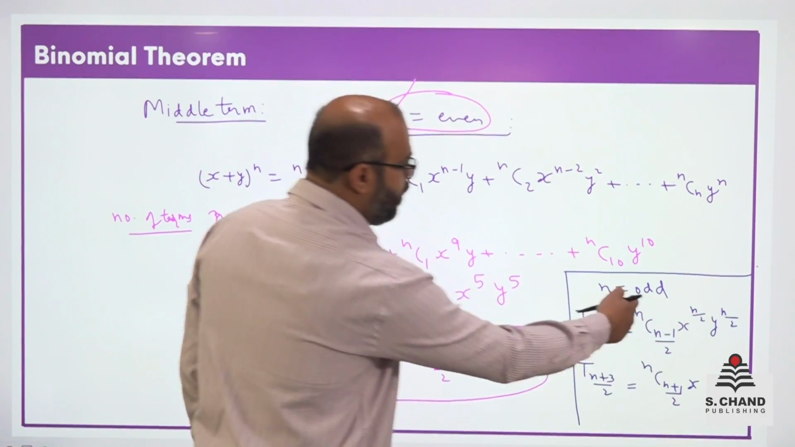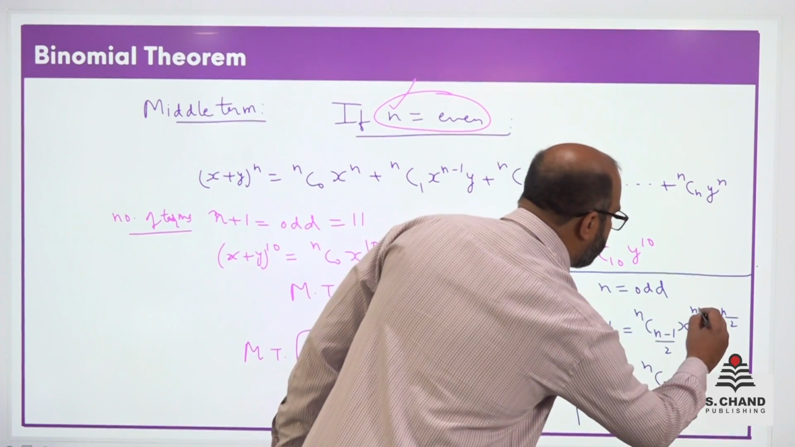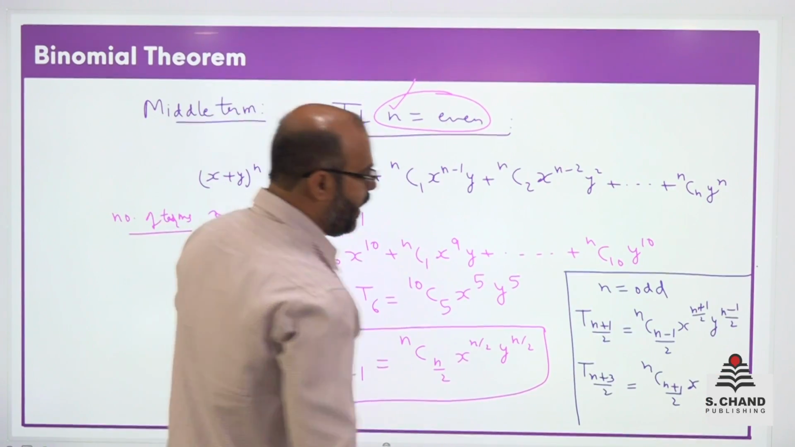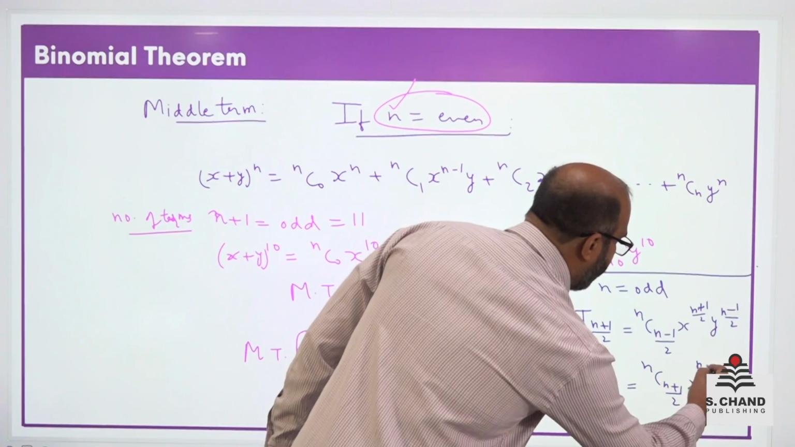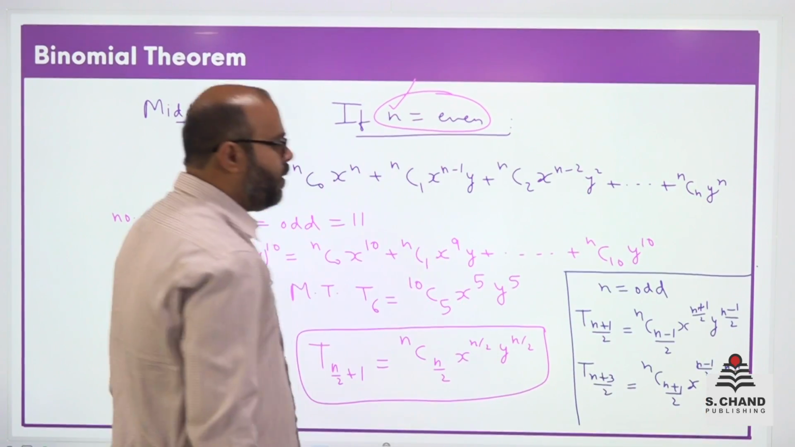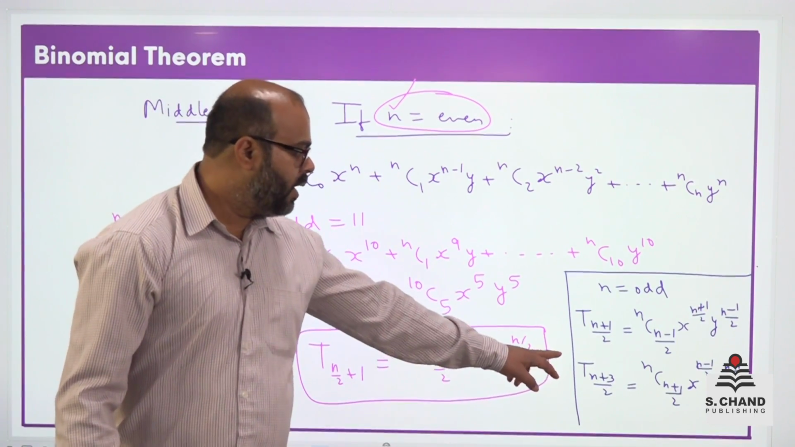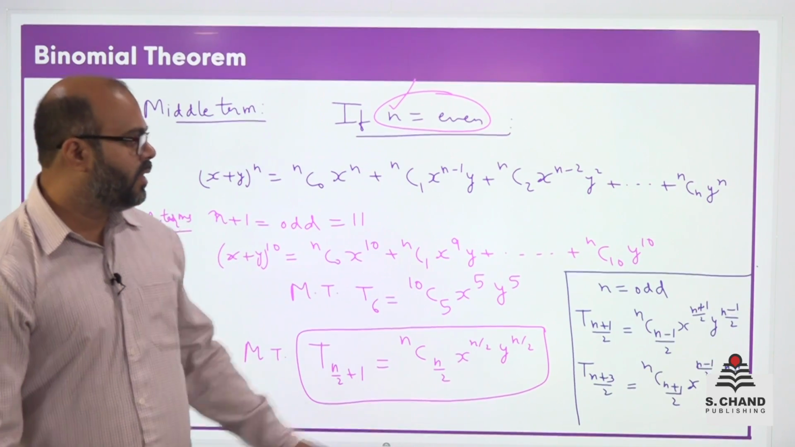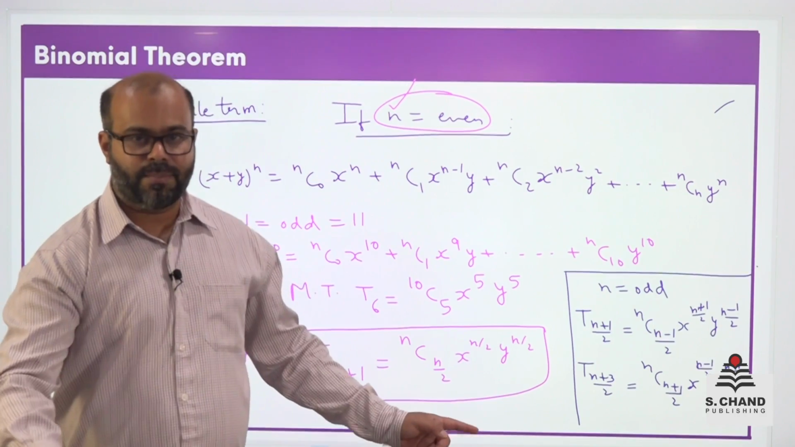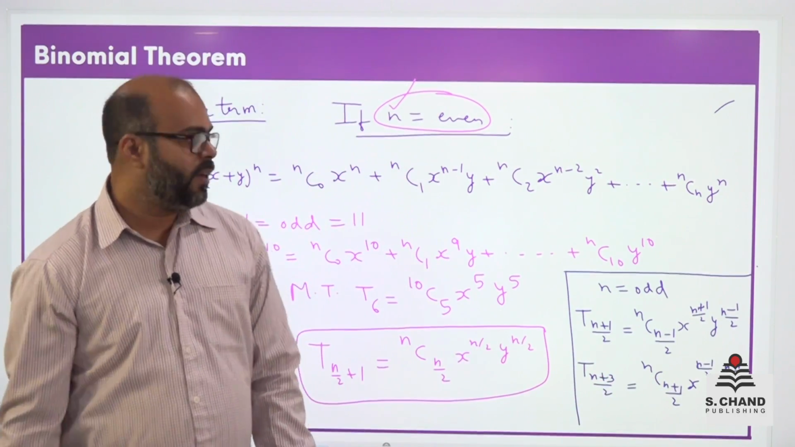So here it is n minus r, x to the power n minus r, and r is (n minus 1)/2. So this will be (n plus 1)/2, this will be (n minus 1)/2, and here n minus r will be (n minus 1)/2, y to the power r, (n plus 1)/2. So there will be two middle terms when n is odd, the (n plus 1)/2 term and the (n plus 3)/2 th term, and their values will be like this, because here r will be (n minus 1)/2, 1 less than (n plus 1)/2, and here r will be (n plus 1)/2, 1 less than (n plus 3)/2.